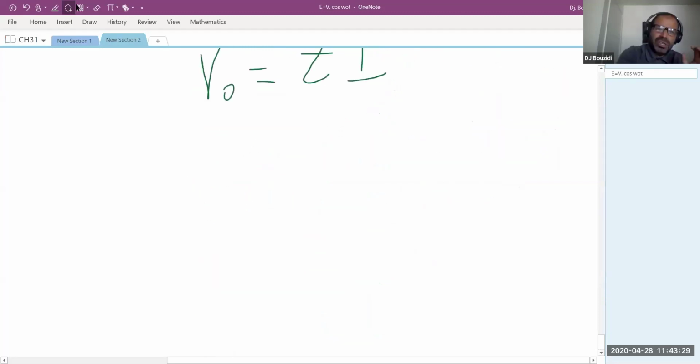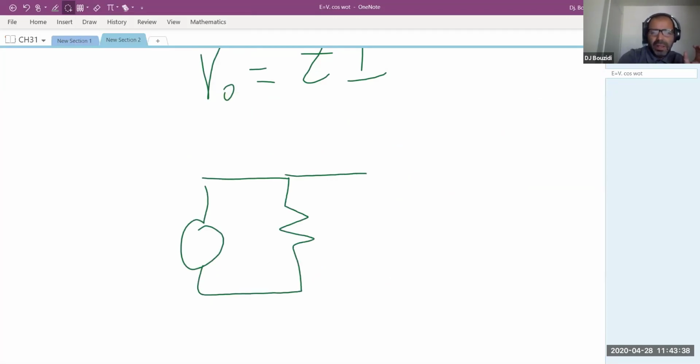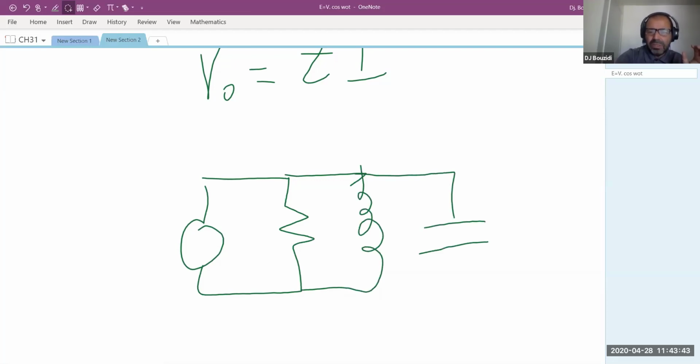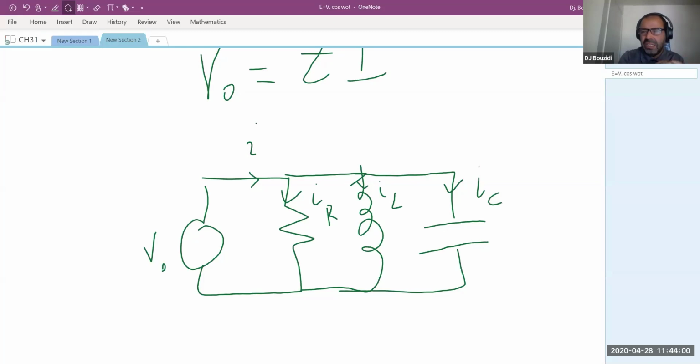So the discussion, you have to be very careful in that. Basically, you have the power source, and you have R, you have L, and you have a capacitor. In this case, the circuit is completely different. V is the same now, but the current splits itself into I in the resistor, I in the inductor, and I in the capacitor. And the sum of the three I's is equal to I.